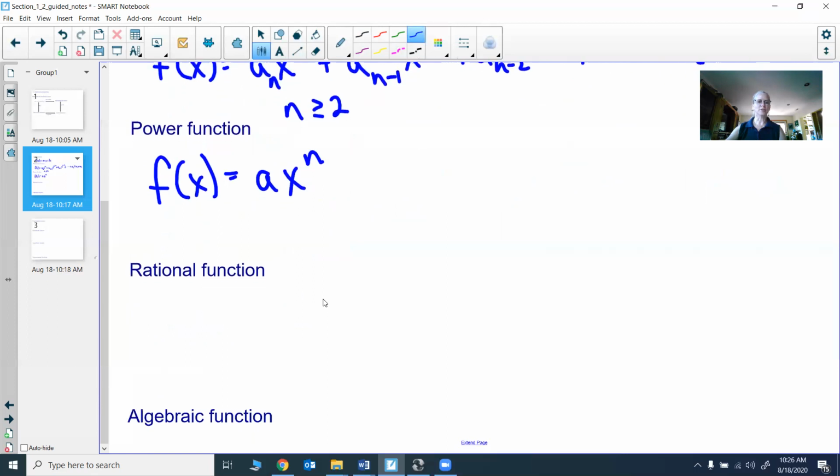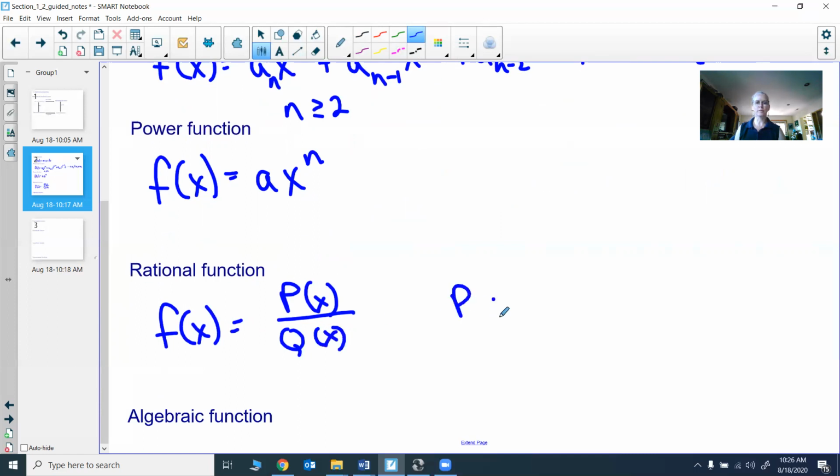A rational function is a function that is the division of two polynomials. So you might have p of x over q of x, where both p and q are polynomials. As long as it's a polynomial on the top and a polynomial on the bottom, it's known as a rational function.